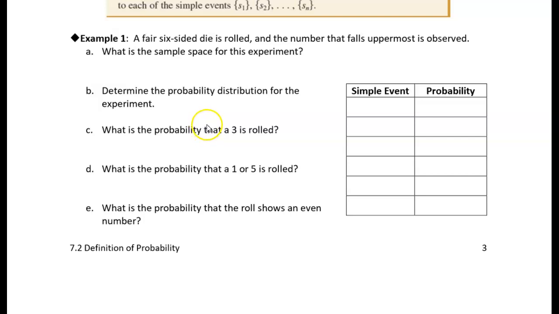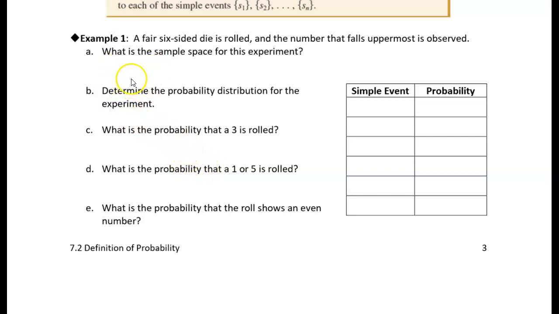All right, enough talk, right? Let's get down to some examples. So in example one, we've got a fair six-sided die, and we're going to roll it and observe the number that falls uppermost. That's our experiment. And so the first question just asks, what's the sample space?